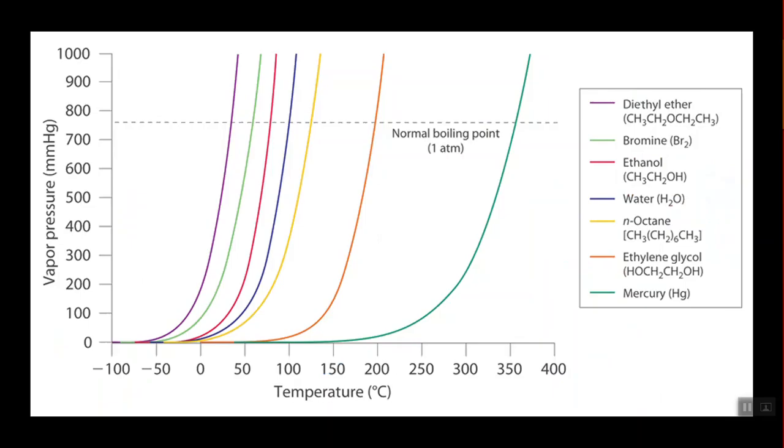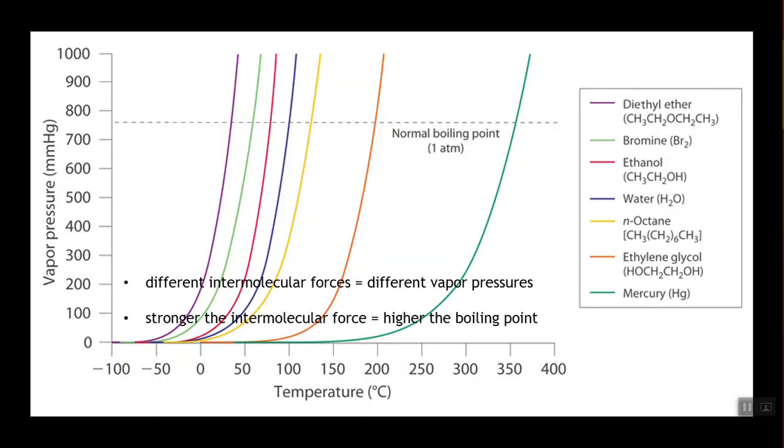This is another example of different vapor pressure graphs. As you can see, they are different substances, and you'll see that they all have different vapor pressures at certain temperatures. They also have different boiling points at the standard atmospheric pressure, okay? So here's 1 atm. This is another pressure unit, millimeters of mercury. So standard pressure is also 760 millimeters of mercury. And again, you see that there are different boiling points, okay? So the stronger the intermolecular force, the higher the boiling point, okay?